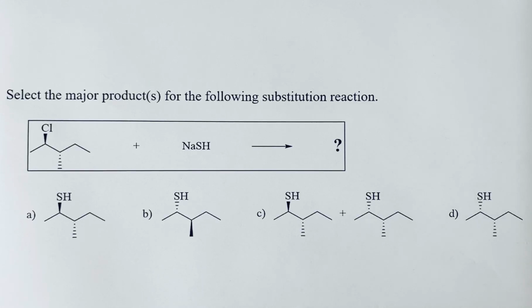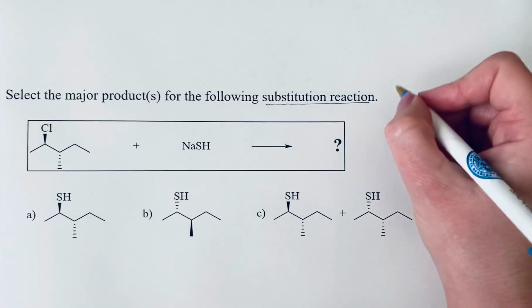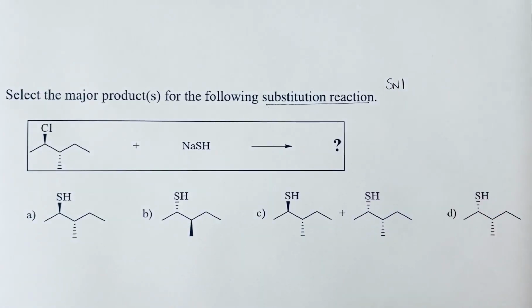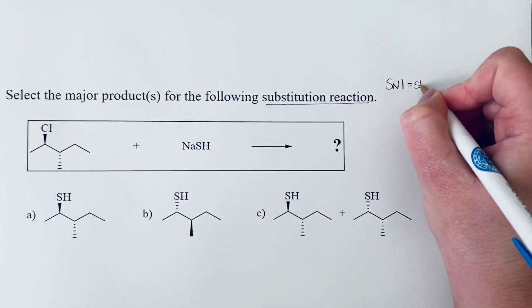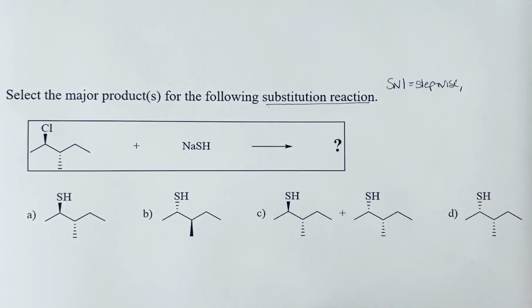Select the major product for the following substitution reaction. So if we are considering a substitution reaction, we have two possible pathways. We have the SN1 pathway, which is the stepwise pathway, and this tends to occur when we have substrates that can form stable carbocations like tertiary alkyl halides.